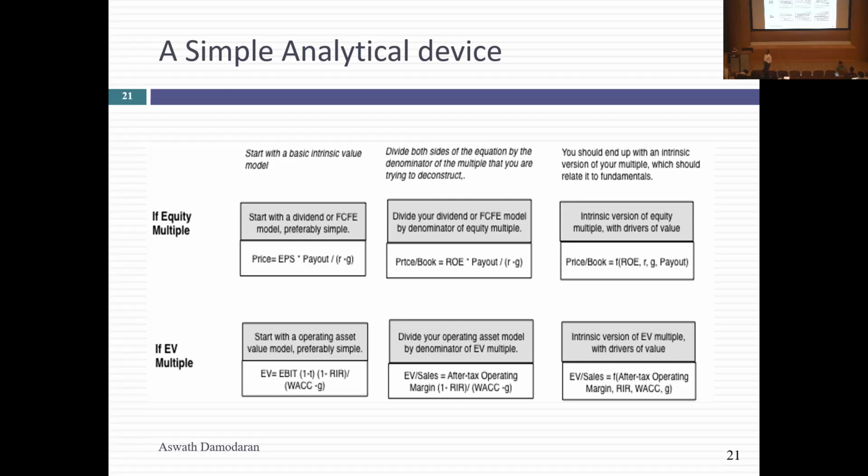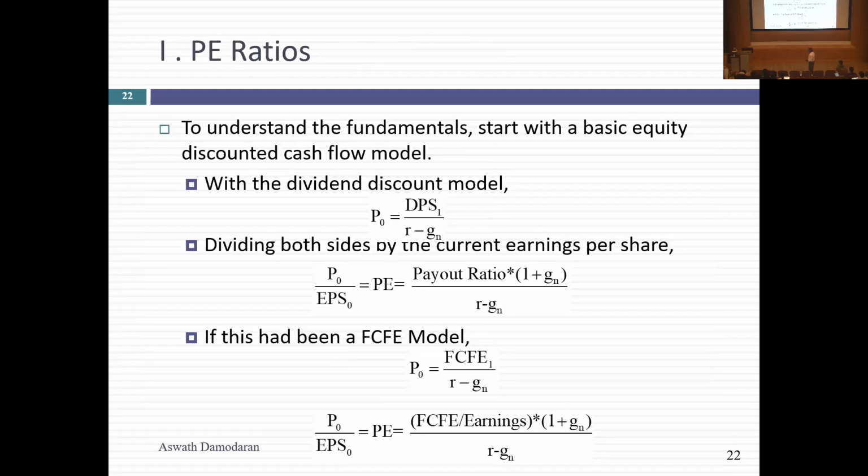I know it sounds incredibly abstract. Let's take PE ratios, the most widely used multiple in the world. Let's say you want to find out what questions you need to ask about PE ratios. Equity multiple, right? So I'm going to go back to a stable growth dividend discount model. In a stable growth dividend discount model, remember the value of a stock is the expected dividend next year divided by cost of equity minus the growth rate.